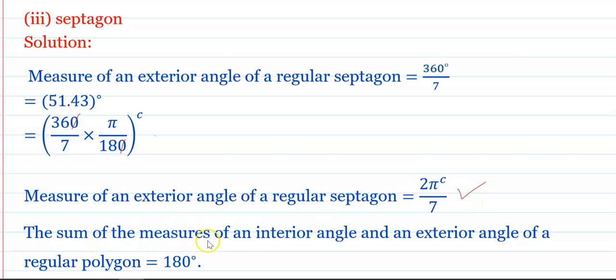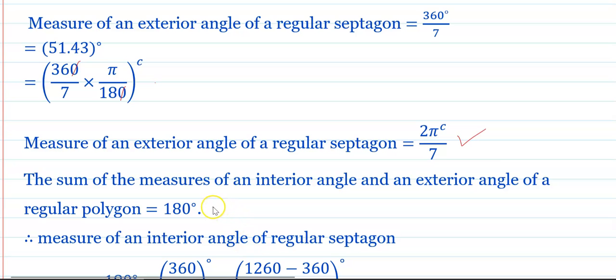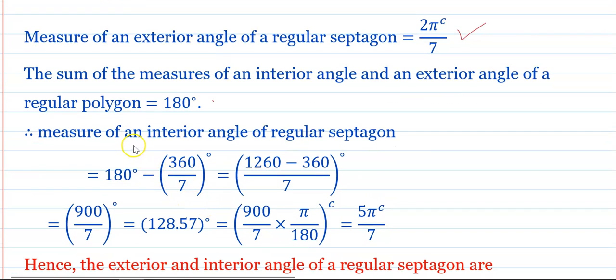The sum of measures of an interior angle and an exterior angle of a regular polygon is 180. Therefore, the measure of an interior angle of a regular septagon is 180 minus 360 upon 7 degree. Here we will simplify. That is 180 into 7, you will get 1260 minus 360 upon 7 degree. And if you subtract it, you will get 900 upon 7.